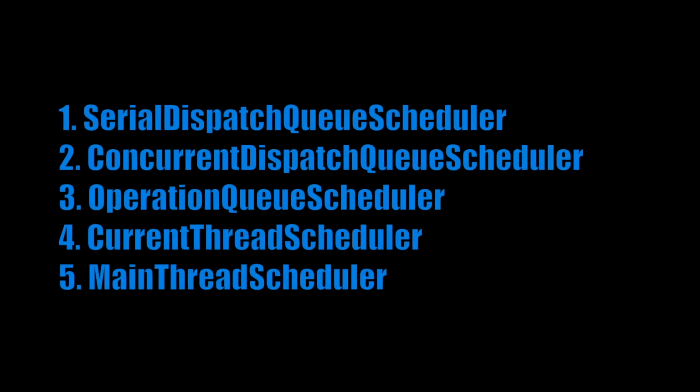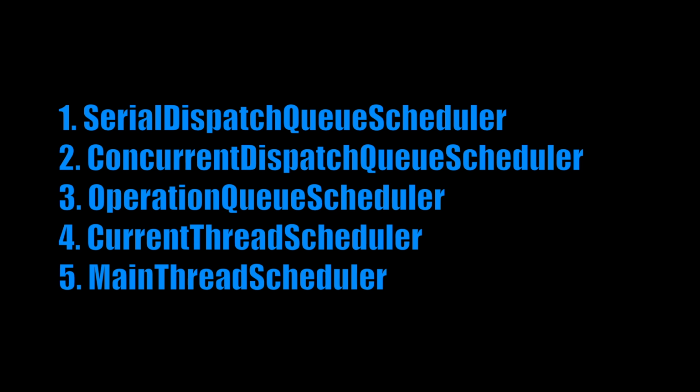When it comes to concurrent programming, we have schedulers in RxSwift. There are 5 types of schedulers available in RxSwift. Number 1 is serial dispatch queue scheduler. Number 2, current dispatch queue scheduler. Number 3, operation queue scheduler. And there are 2 singletons available, that are current thread scheduler and main thread scheduler.